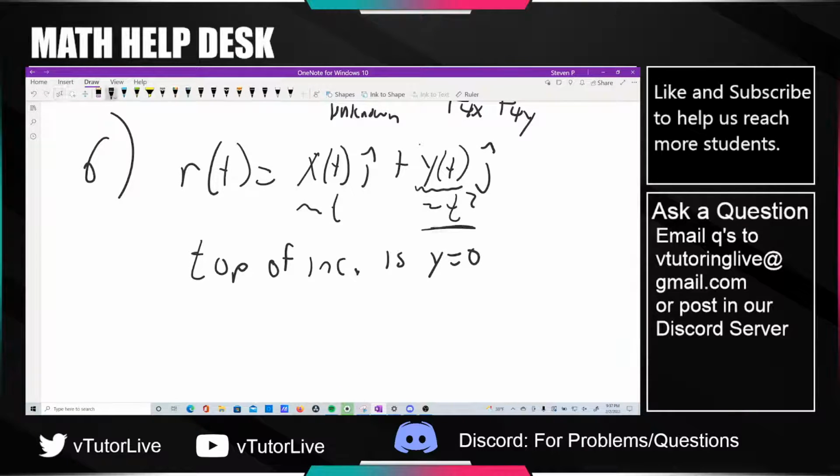So just take whatever the expression is for y of t and set that equal to 0 and solve for t. That's all. And since it's a square, you might have two answers. If that's the case, I think you just got to choose whatever answer seems more reasonable. You're probably going to end up with a positive and a negative answer.